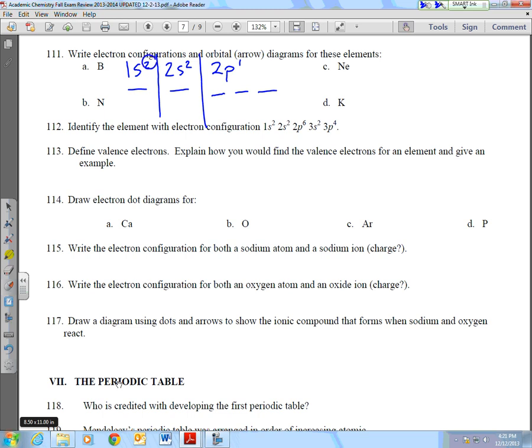Then the exponent represents the arrows. So I need an arrow going up and an arrow going down, an arrow going up and an arrow going down. Since the exponent here is a 1, I just have one arrow going up. The electron configuration and the orbital diagram should correlate and be pretty much identical. The arrows represent the electrons. You have to fill them singly before you can go back in pairs. So you would go up, up, up, down, down, if it was a 5.